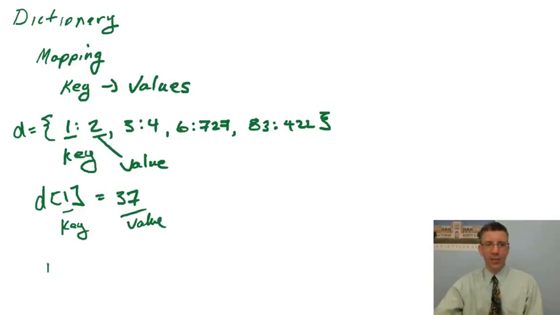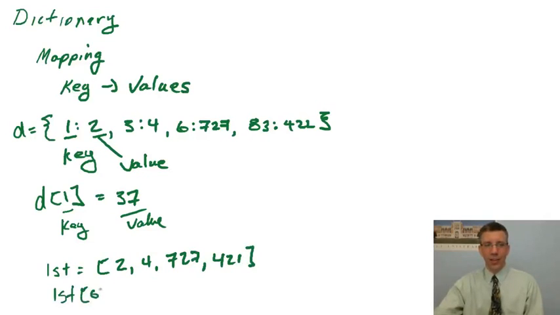So if we had a list that equals 2, 4, 727, 421, okay, and I access it like this, list[0], okay, I'm going to get the 0th element. This is the same looking syntax as the dictionary. Okay, the key here is 0. The key here was 1.